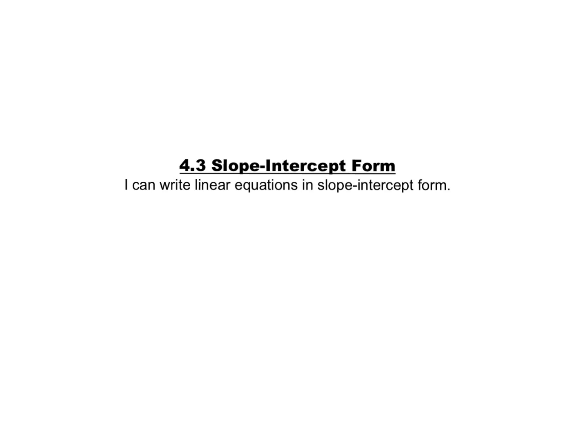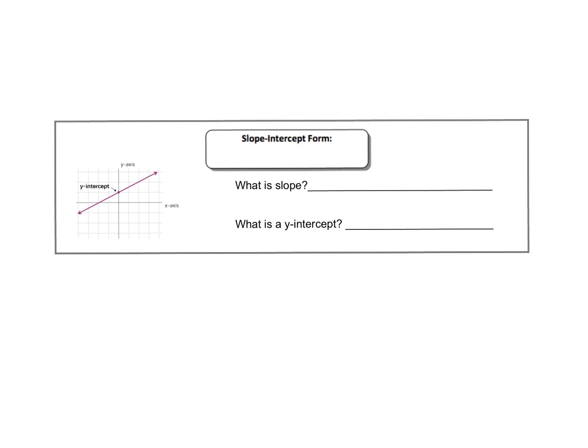In this lesson, we're going to write linear equations in slope-intercept form. So what is slope-intercept form? Well, to write something in slope-intercept form, it is y is equal to mx plus b, where our slope is our m and our y-intercept is the b. And so we're going to label it here again.